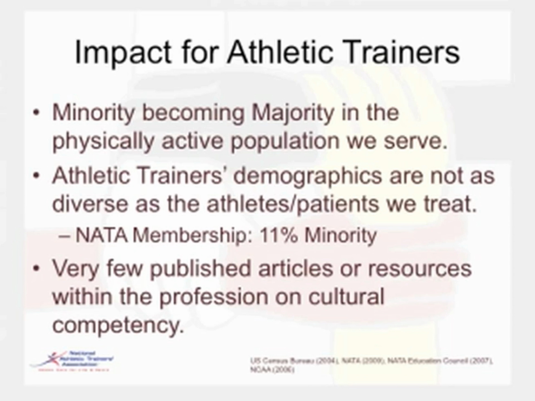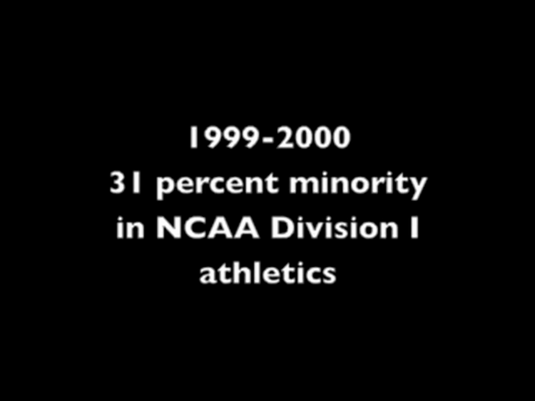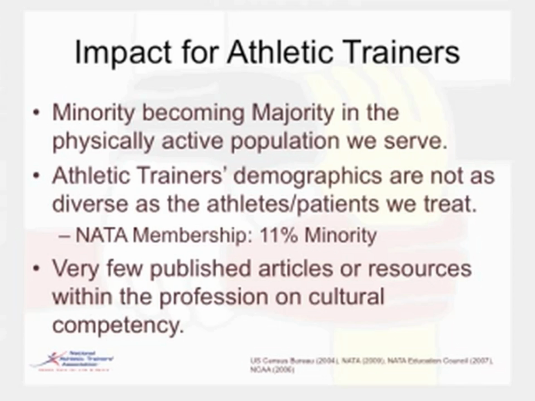In the 1999-2000 year, the NCAA started a race and ethnicity study over 5 years. In the 1999-2000 season, 31% of NCAA Division I men and women were of minority. By the 2004-2005 season, this number increased to almost 36%. Along with that number, 11% of NCAA athletes were non-resident alien. So when you add those two numbers together, that means that almost half of the population that NCAA Division I athletic trainers served were a minority.